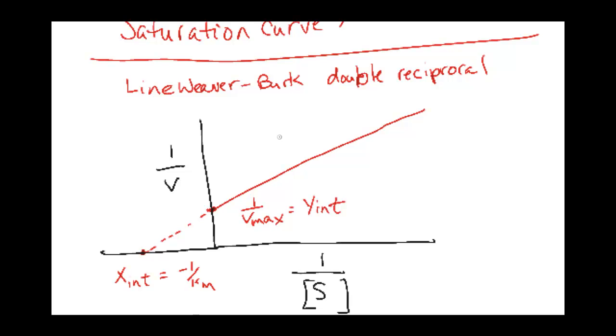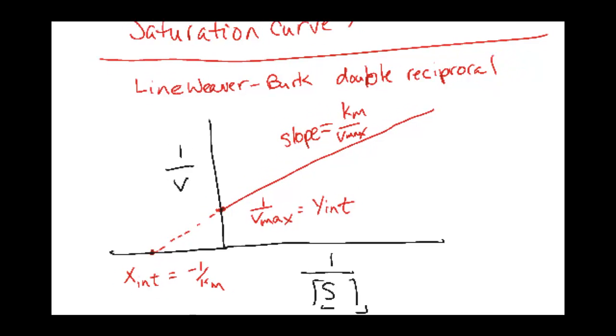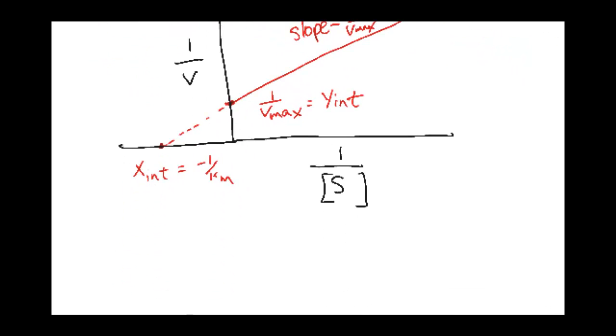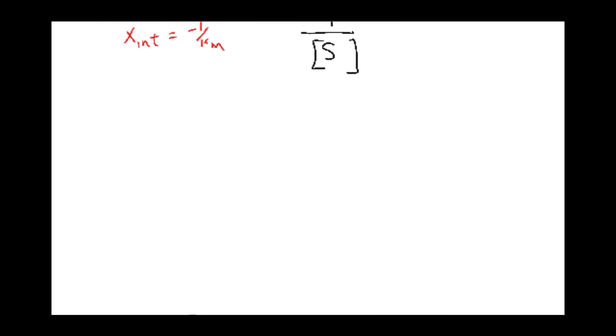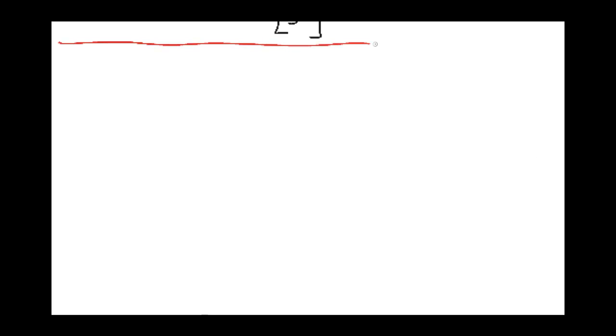And then the slope, this line, is going to be equal to Km over Vmax. Alright, that's quite a bit of information that we get there. Now, there's also the Hanes-Woolf plot, and the benefit of the Hanes-Woolf plot is that it doesn't overemphasize the data that you get at the low concentrations. Sometimes the Lineweaver-Burk plot is faulty in that sense.